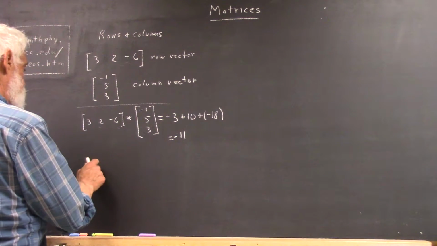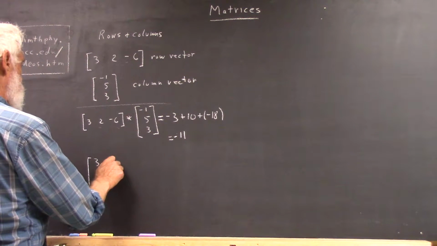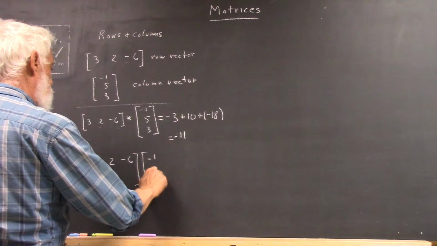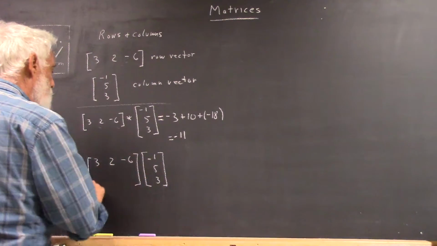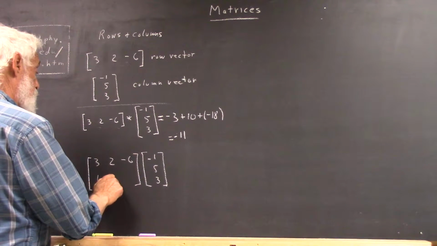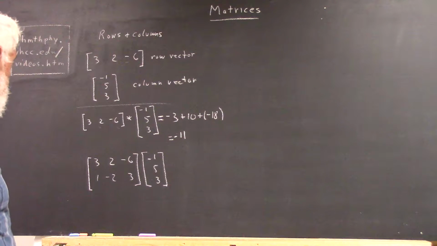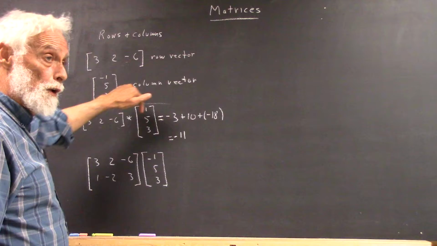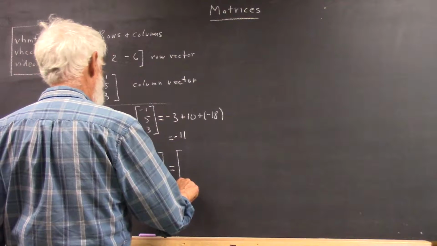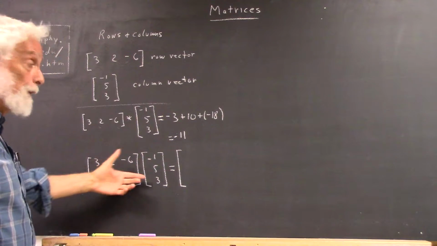Okay, now let's do this. Let's go ahead and do 3, 2, -6. And we'll use the -1, 5, 3. But I'm going to add a row. Okay, let's just call the row 1, -2, 3. Okay, now what am I going to do with this? Well, I can always multiply rows by columns. It's one operation that's locked in. So I multiply this first row by this column, but I could also multiply the second row by the column, right?